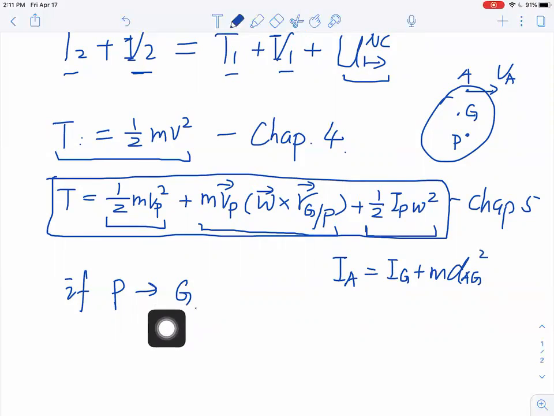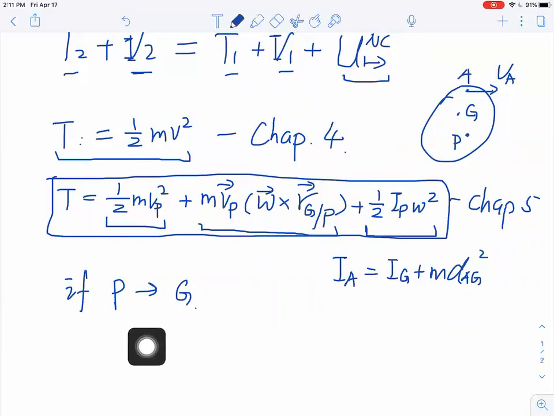Okay, can I call someone to answer this? Hey, Michael, can you tell me, if our point P is the point G, the mass center, how can we simplify this equation for kinetic energy? Michael, are you there? Okay. How about Adam?